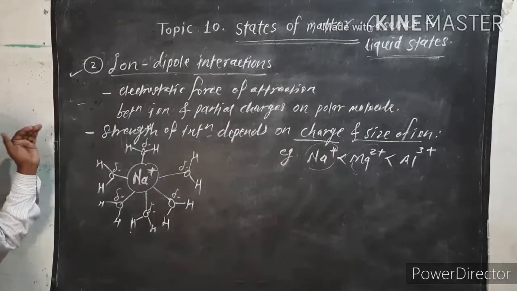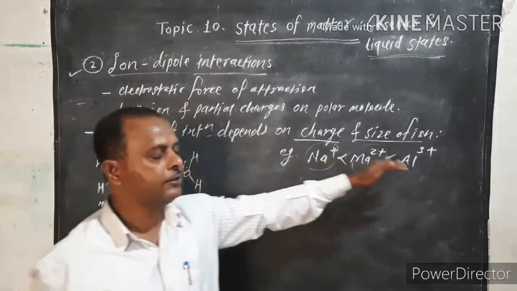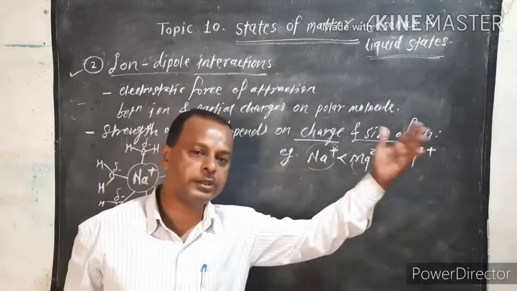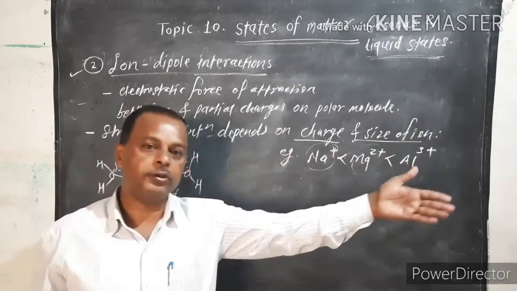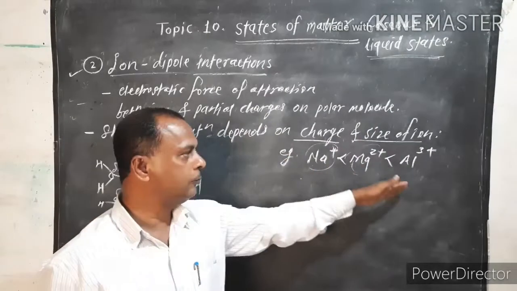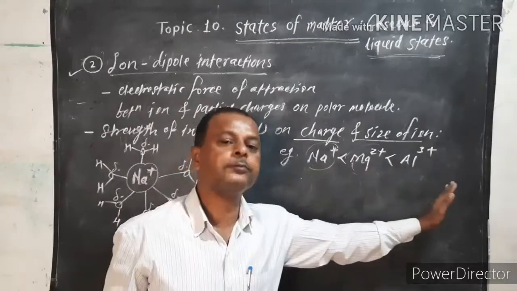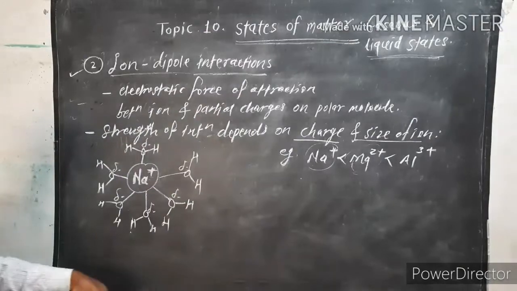Now the strength of this interaction depends upon what? The charge and the size of the ion. As the charge increases and as the size decreases, this type of force goes on increasing. For example, look at Na plus, Mg 2 plus and Al 3 plus. Charge increases, but the size of the cation decreases. Therefore, this type of interaction increases.